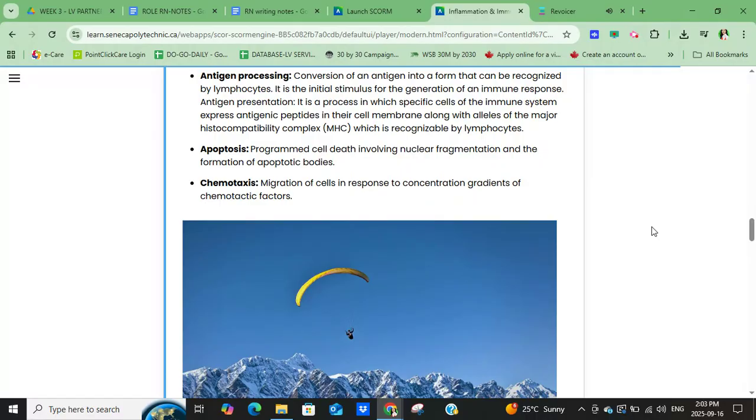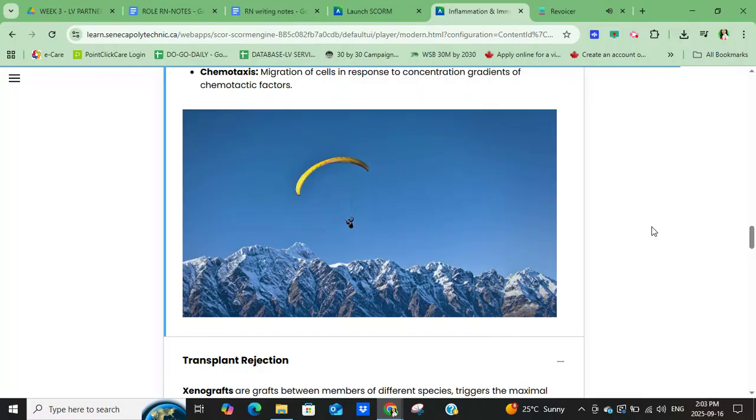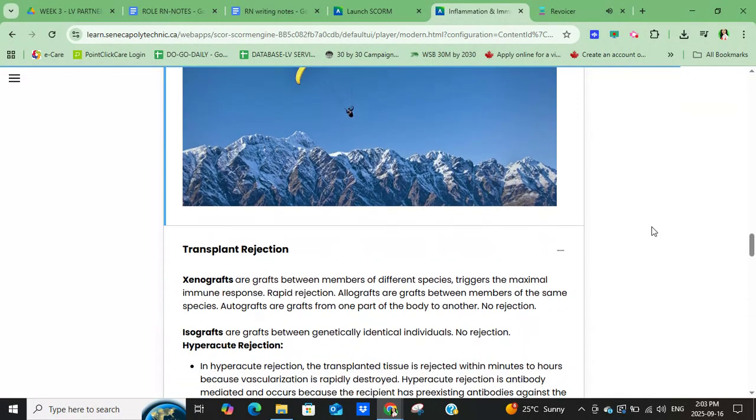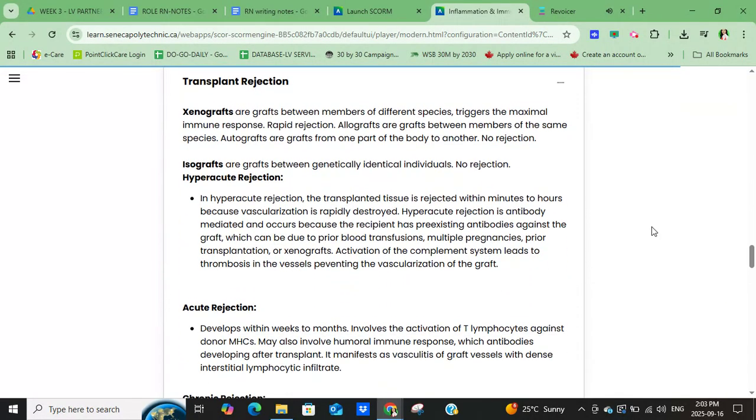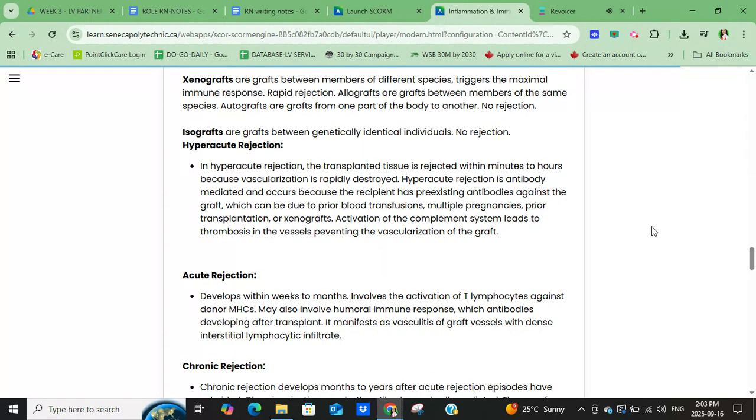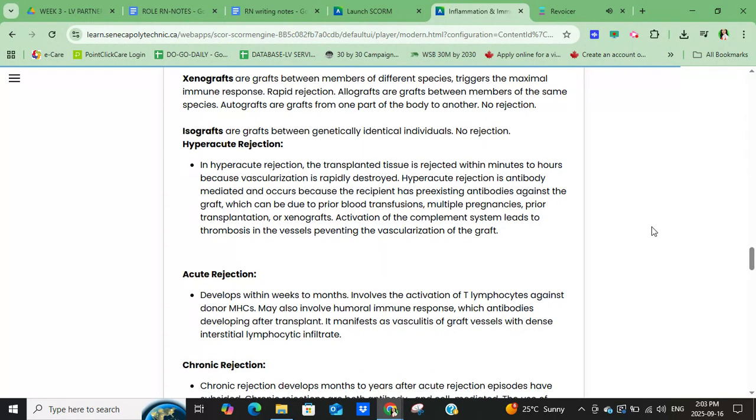Transplant rejection. Xenografts are grafts between members of different species, triggering the maximal immune response and rapid rejection. Allografts are grafts between members of the same species. Autografts are grafts from one part of the body to another, with no rejection. Isografts are grafts between genetically identical individuals, with no rejection.